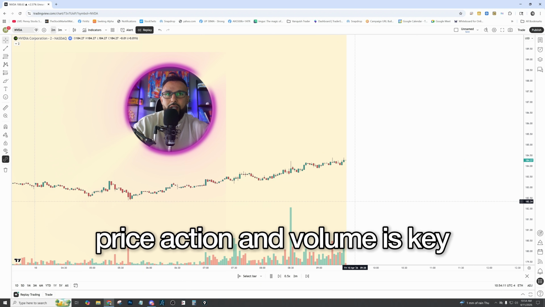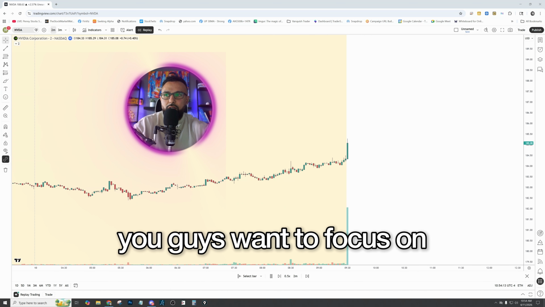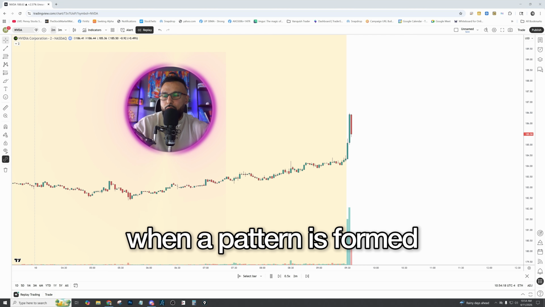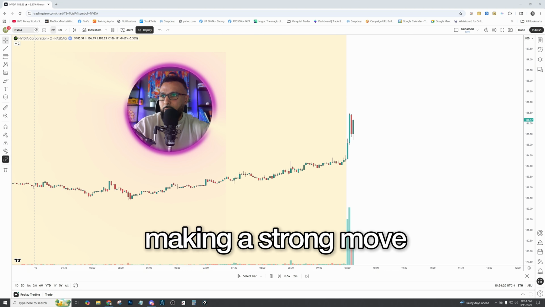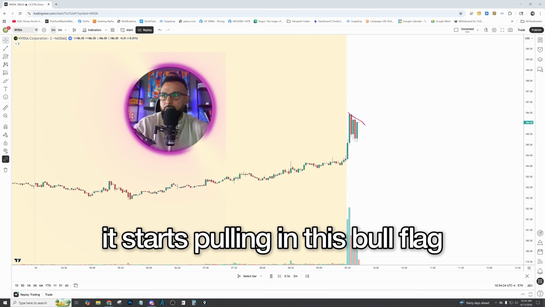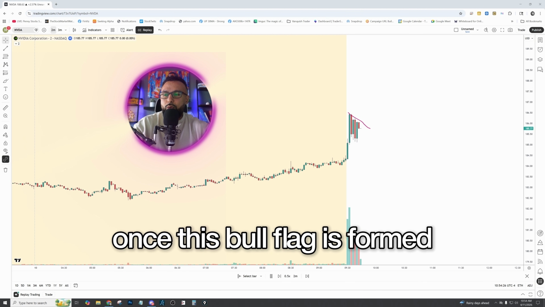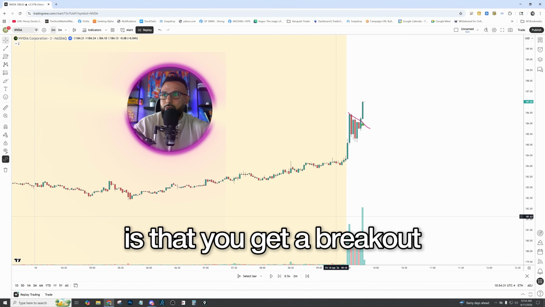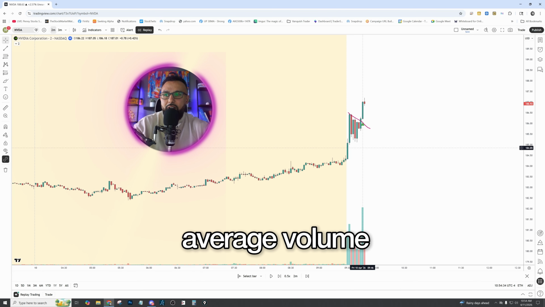So as I've always said, price action and volume is key. And one of the main things you guys want to focus on is your levels and then what happens when a pattern is formed. So in this example, we have NVIDIA making a strong move, and after that strong move, it starts pulling in this bull flag, okay? Once this bull flag is formed, the main thing you want to wait for and look for is that you get a breakout with above average volume, okay?